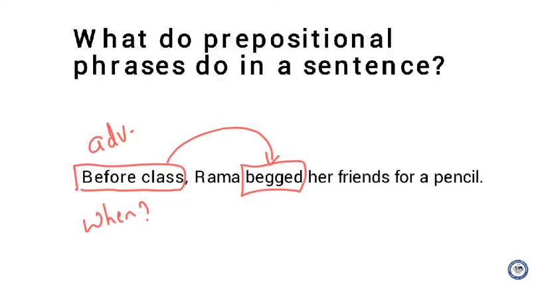Similarly, if you look at the other prepositional phrase, which is for a pencil, it looks like for a pencil might be modifying friends, but it's not. If you look at the logic of the sentence, you would ask the question, for what did Rama beg her friends? She begged her friends for a pencil. In this case, for a pencil modifies begged also. In this case, for a pencil is also an adverb.